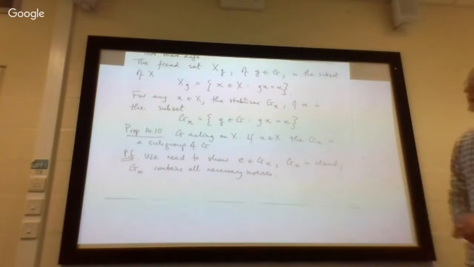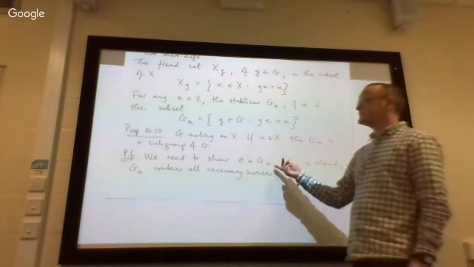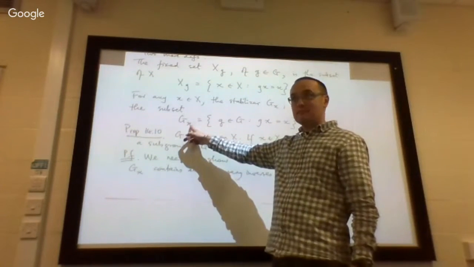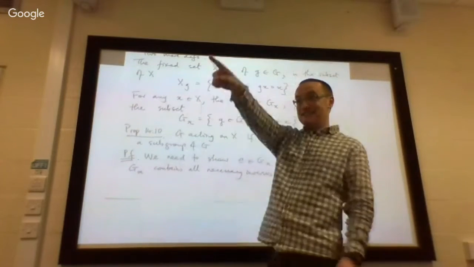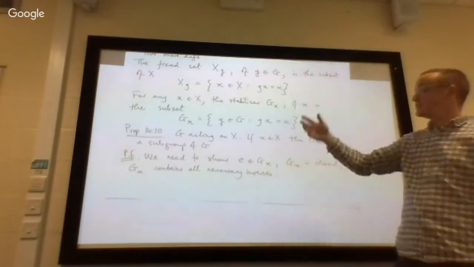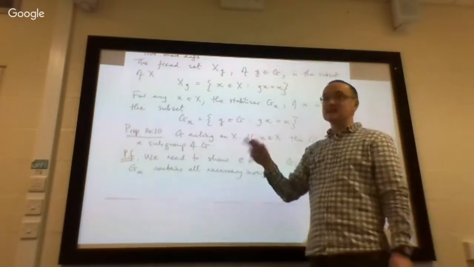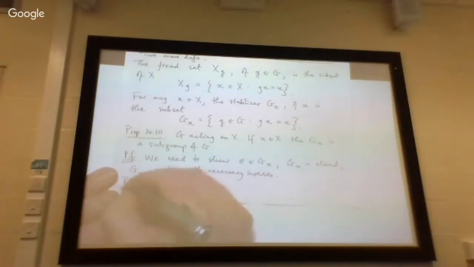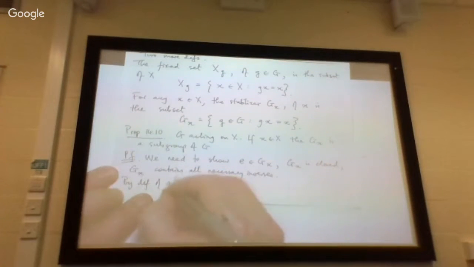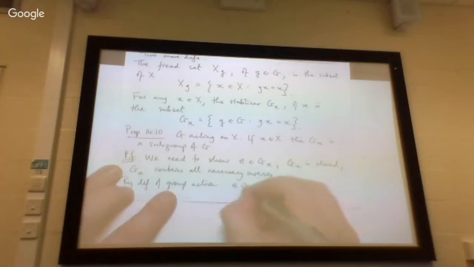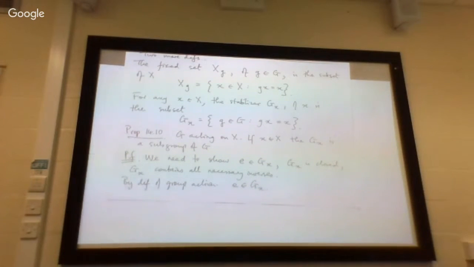So first of all, let's take them in order. Is the identity in this stabilizer? Yes. Why? Because of number 1, the definition. It's declared in order to be called a group action, with G acting on X, that e x is equal to x. So by definition of group action, e is always going to be an element of the stabilizer. No debate. Okay.